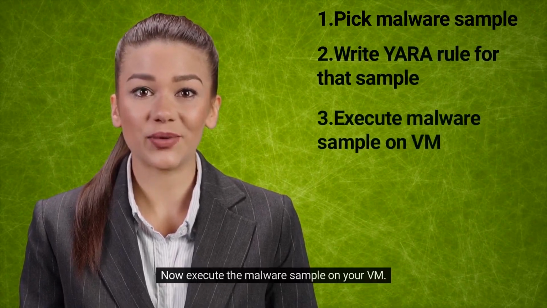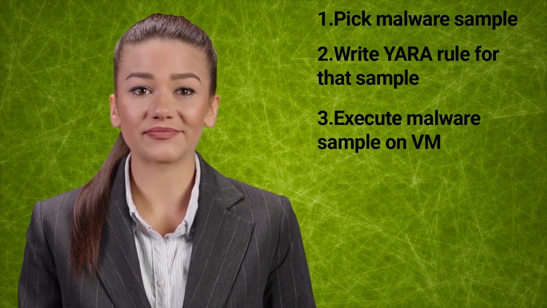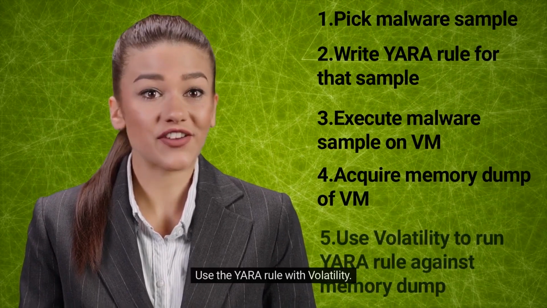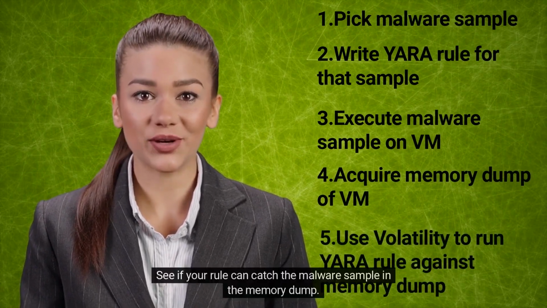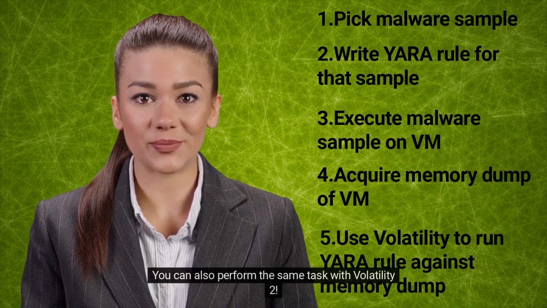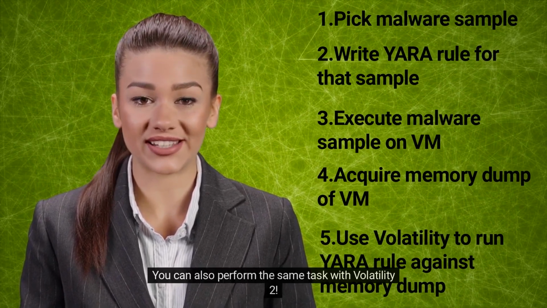Now execute the malware sample on your VM. Acquire a memory dump of the VM. Use the Yara rule with Volatility. See if your rule can catch the malware sample in the memory dump. You can also perform the same task with Volatility too.